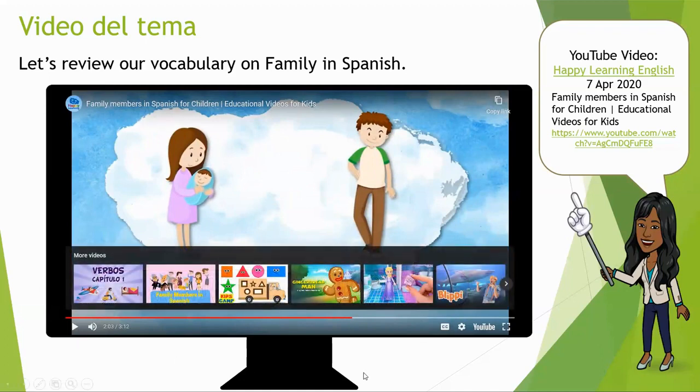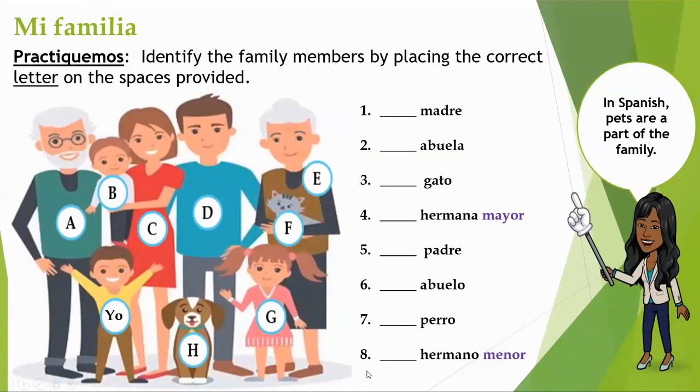Okay, so again, that's hopefully a quick refresher for you, because we're going to do another little activity right now. All right, so here it says identify the family members by placing the correct letter on the spaces provided. Now, let me know how many of you can actually use your annotation tool to write on my screen. Give me a thumbs up if you can. In your Zoom toolbar, you should have a pen that says annotate.